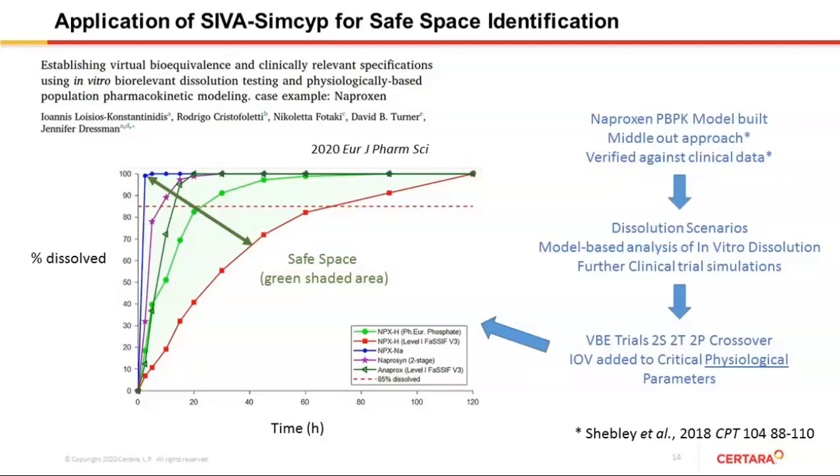Subsequent to that, some typically designed VBE trials were performed with a typical crossover design, and inter-occasion variability was added to the critical physiological parameters. And what we were able to do here was to identify, in this particular case, a safe space for dissolution, essentially the ranges of in vitro dissolution within which you expect bioequivalence in terms of the clinical outcomes.